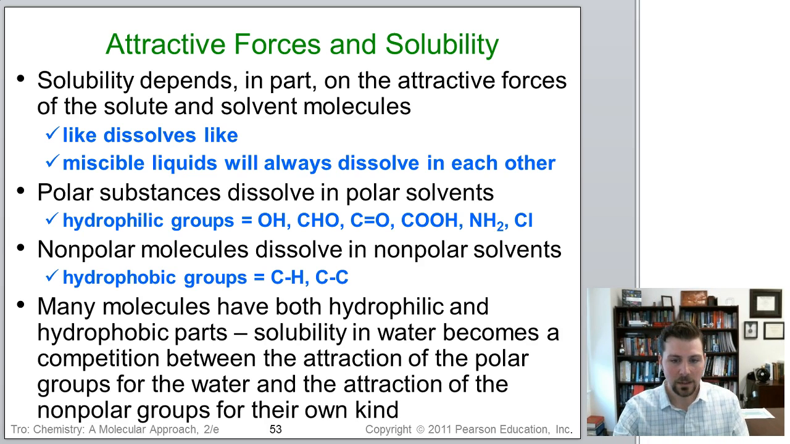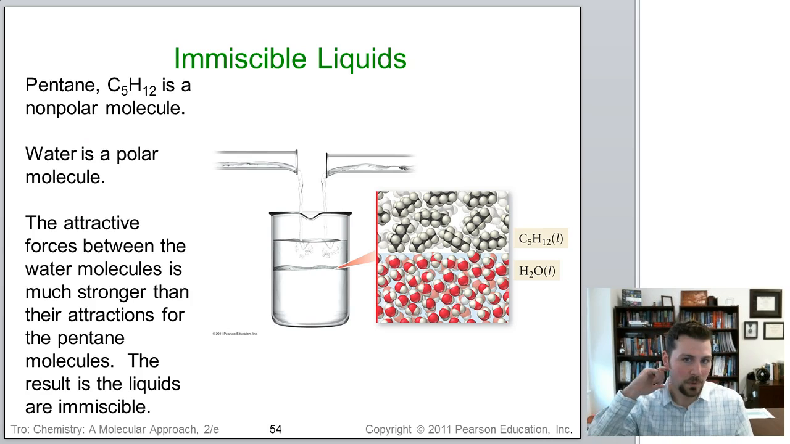In the case of liquids, in order for them to mix well, they have to have similar properties, similar intermolecular forces. So here we have immiscible liquids. That means liquids that don't like to mix with each other. So we have pentane, a nonpolar molecule, and water, a polar molecule. We mix them together. Since they don't have similar intermolecular forces, they're going to form two layers, and they're going to want to be away from each other.